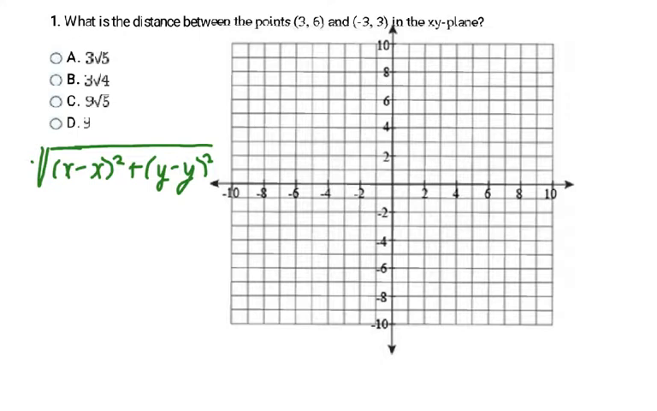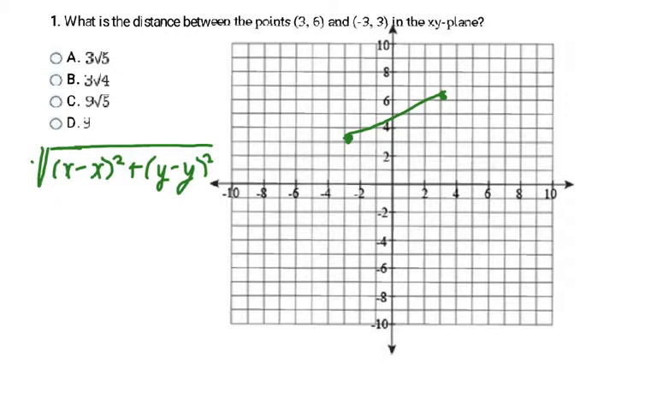This first example is asking us to find the distance between (3, 6) and (-3, 3). To help you visualize what this looks like, I've added a coordinate plane to this question, and I'm plotting those 2 points. What you're finding is the distance, how long that line is that I just drew between those 2 points. I also copied down the distance formula.